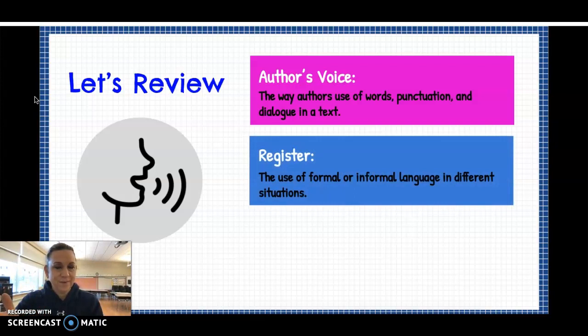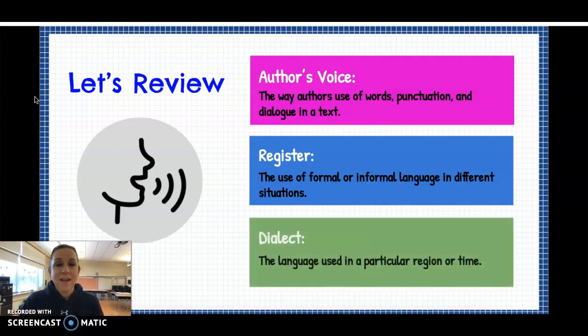Register. Now remember, we're not registering for basketball or for art class or anything like that. Register is the use of formal or informal language in different situations. So that's within the text. And then the dialect. Remember, you guys sometimes remind me when I say y'all, Mrs. Inman, you're not from Texas. That's right. That's dialect. It's the language used in a particular region or time. Could be like a different time period.